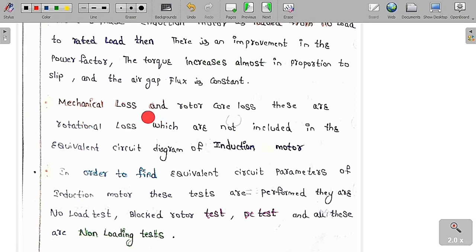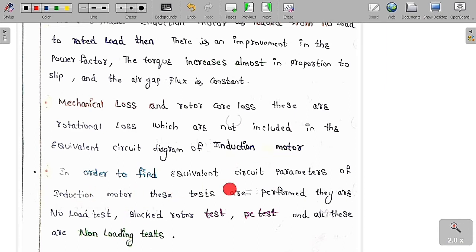So mechanical loss and rotor core loss are called rotational losses, which are not included in the equivalent circuit diagram of the induction motor. These two losses, the rotor core loss and also the mechanical losses, we have not included in the equivalent circuit diagram. Mechanical losses are also called friction and windage losses, and the rotational losses are a summation of the mechanical loss and the iron loss.